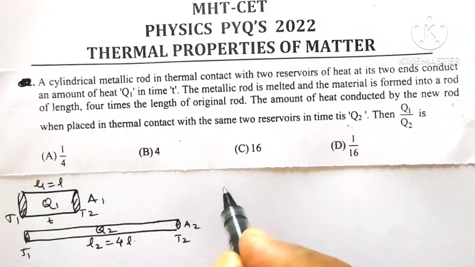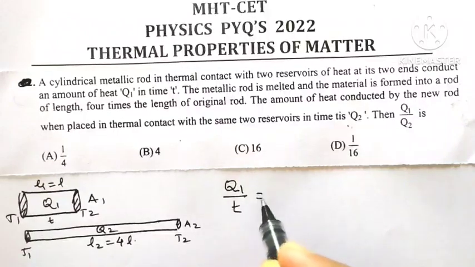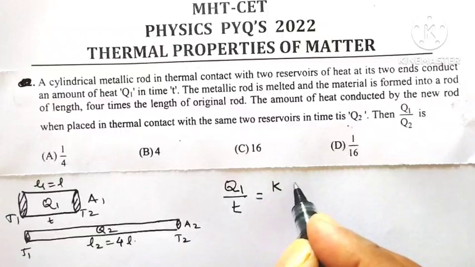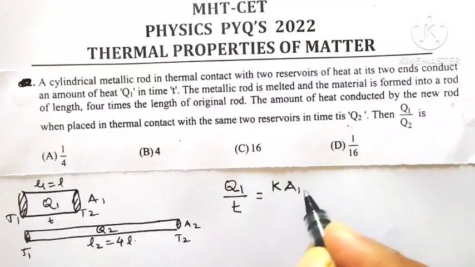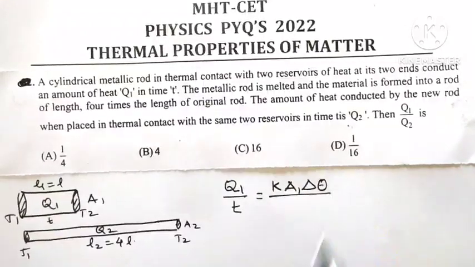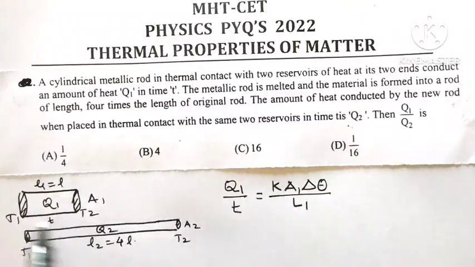It means the rate of flow of heat through the wire, Q1 by t, is equal to K, the coefficient of thermal conductivity, times the area of cross section, say A1, times del theta, the difference in temperature at the two ends of the cylindrical wire, divided by L1, say L1 is the length of that cylindrical wire.